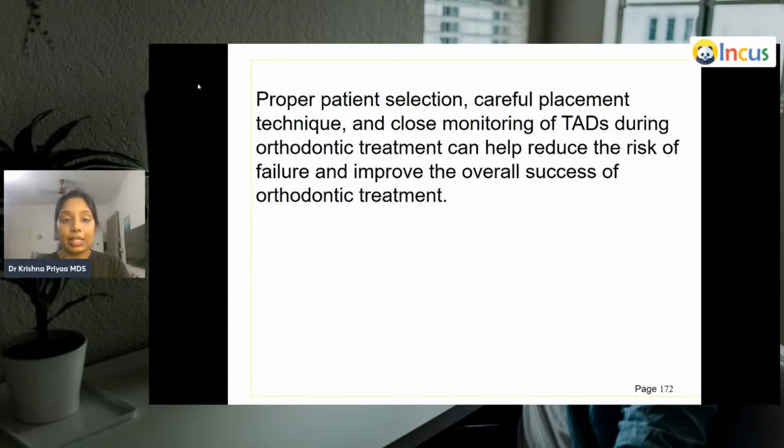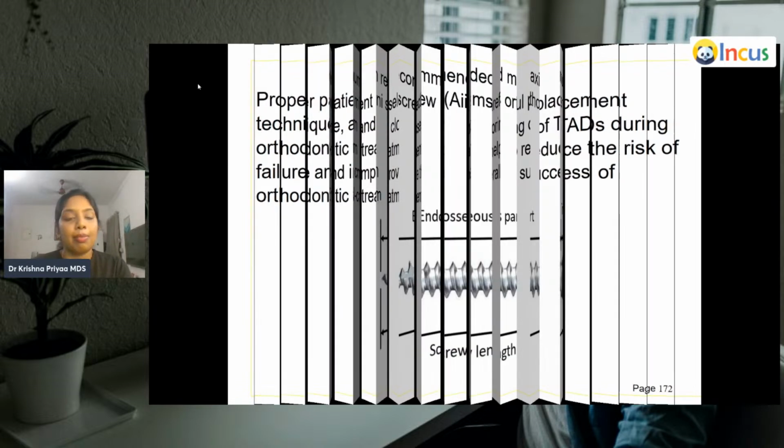So proper patient selection and careful placement technique are also involved in the primary stability of the TAD. As we discussed, successful TAD placement is more in maxilla when compared to the mandible, and it involves lots of factors like patient selection, patient systemic conditions, insertion techniques, and much more.